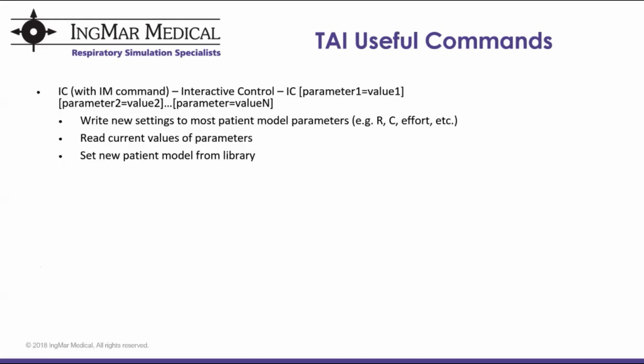Using the IC command, the user can set new patient values like inspiratory resistance, breath rate, effort, etc. At the same time, by using the question mark within this command, the user is informed about any of the patient model characteristics. For instance, what is the current amplitude of the patient's muscle pressure, or what is my current value of my expiratory resistance?